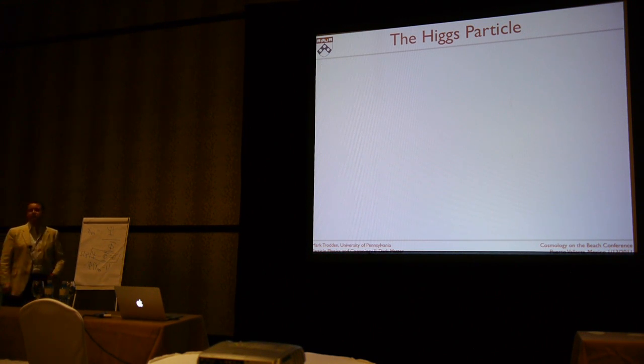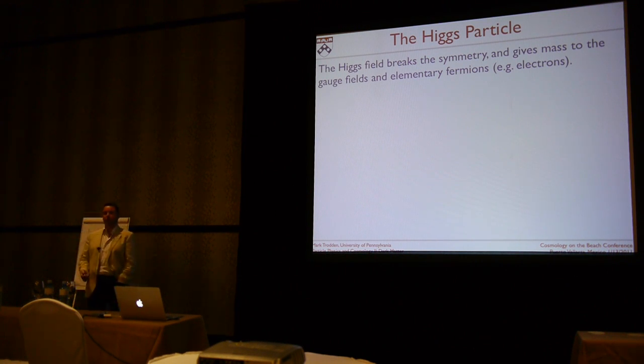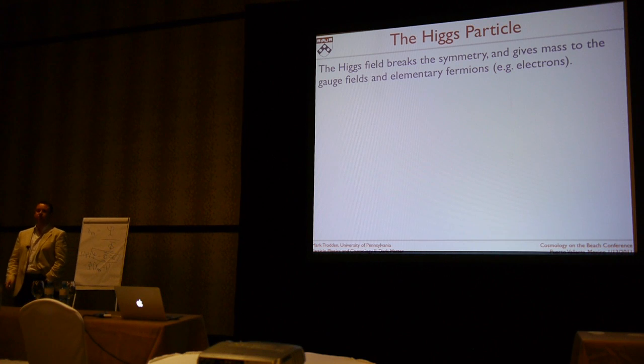So let's focus on the Higgs. The Higgs field breaks the symmetry, gives mass to the gauge fields and the elementary fermions, such as the electrons. People like to say that the Higgs field is the origin of all mass, and this is, of course, not true. If you were to pick up a proton, you would find that the Higgs is an irrelevant part of its mass. Most of its mass comes from all the messy, strong quantum chromodynamic interactions that are going on. But for the elementary particles, such as the electron, indeed, their mass comes from the Higgs.